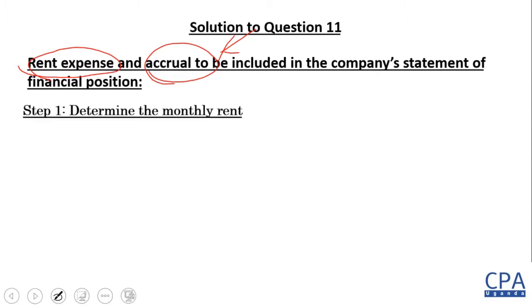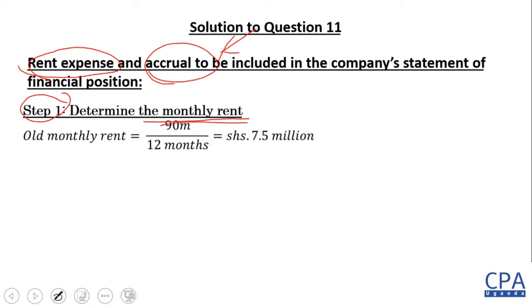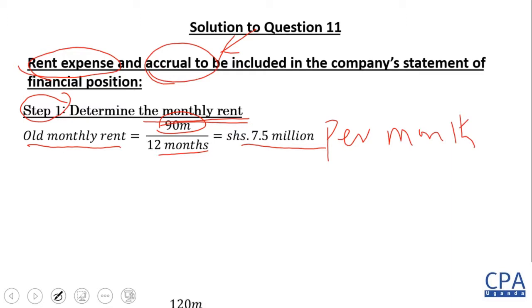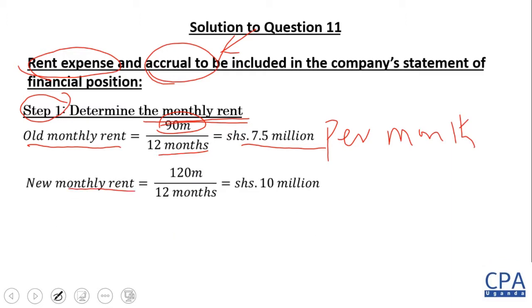So in our solution, we begin with step number 1, where we determine the monthly rent, because we are told that rent is paid quarterly. First, the old monthly rent. We have 90 million, the old rent that we have been paying for the year, divided by 12 months, which gives 7.5 million per month. And then the new monthly rent: we are told that the rent was increased from 90 million to 120 million, so we divide by 12 to give us the new rent per month of 10 million.